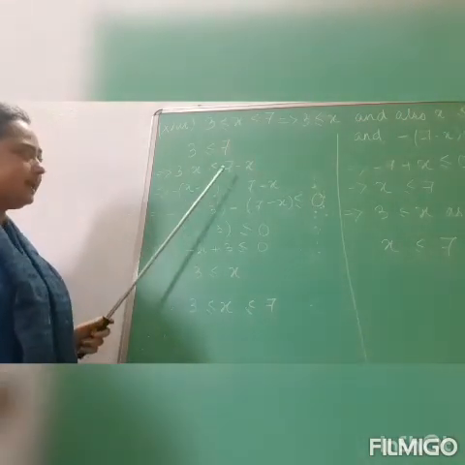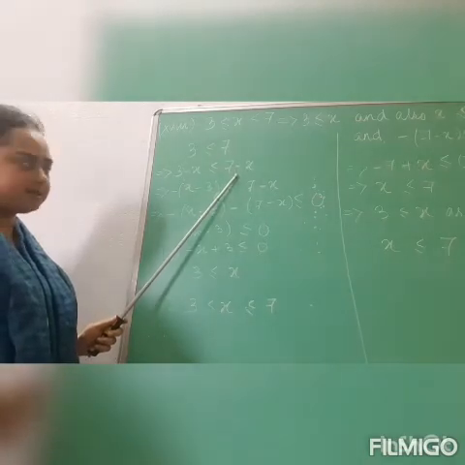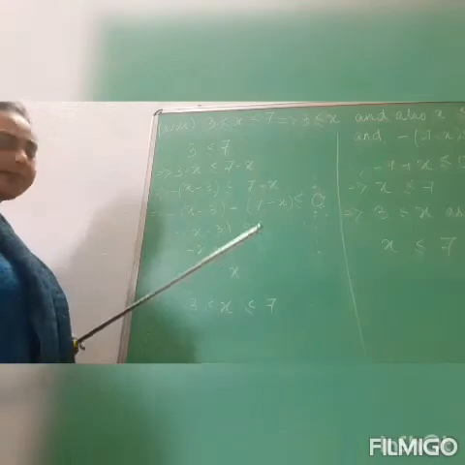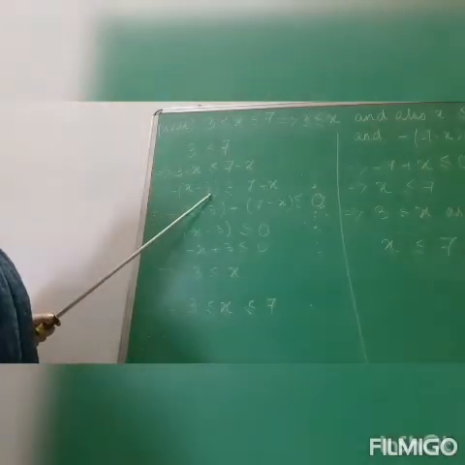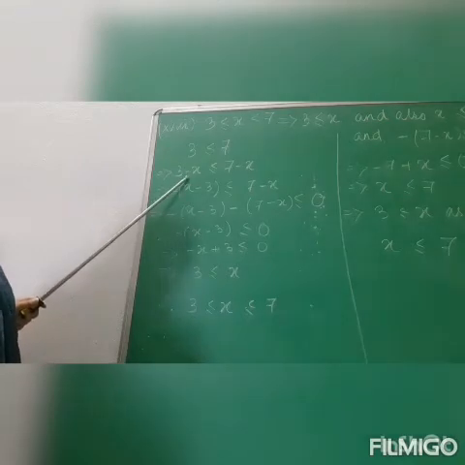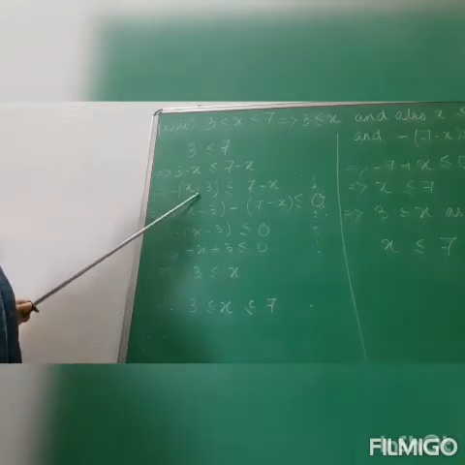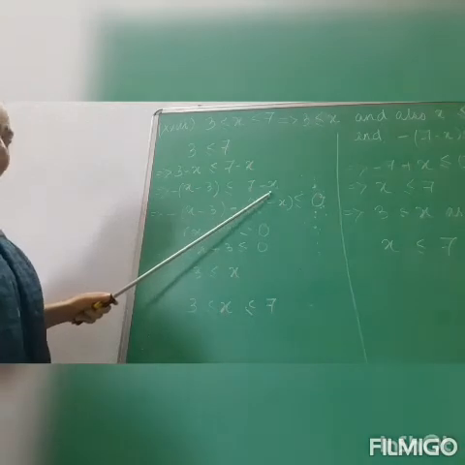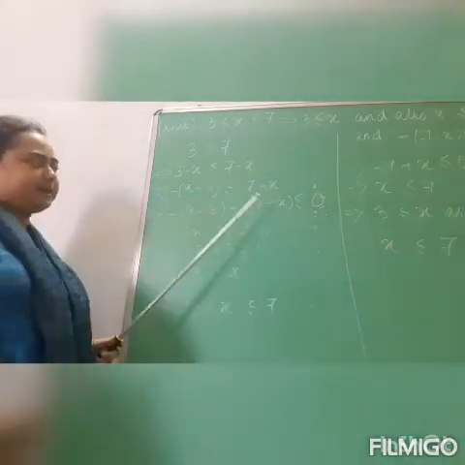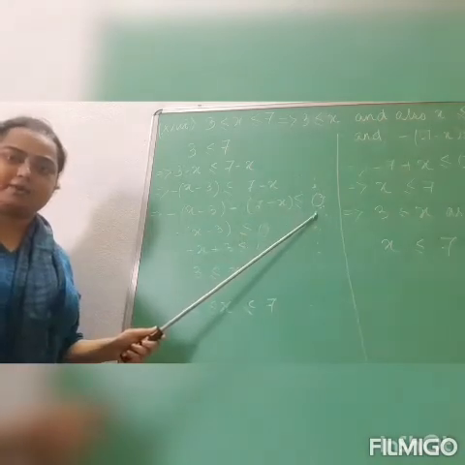So 3 minus x is less than or equal to 7 minus x. Now if I place a minus here, then minus (x minus 3) will always give me minus x plus 3, which is already here, 3 minus x. I have rearranged it like this, which will be less than or equal to 7 minus x. Now, minus (x minus 3) minus (7 minus x) is less than or equal to 0.